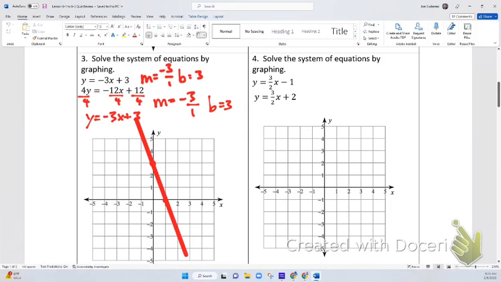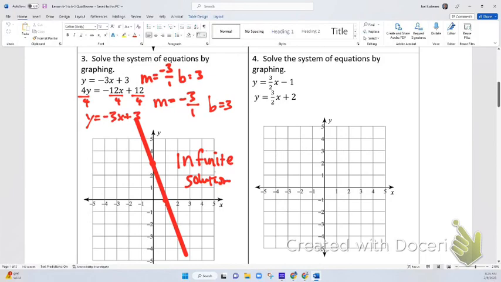So that means that we have the same exact line. When you have the same exact line, it means that it is an infinite solution. It has an infinite solution because you have the same exact line.